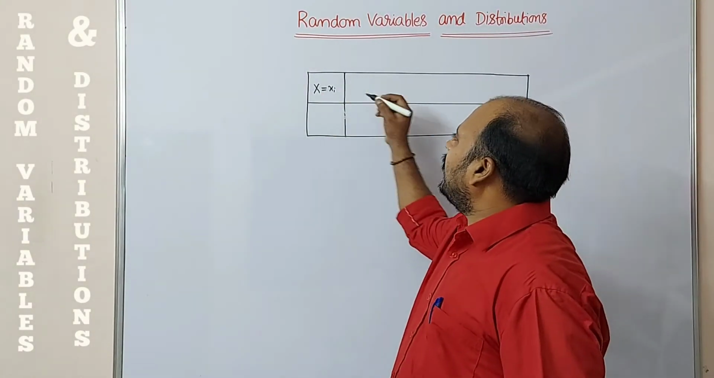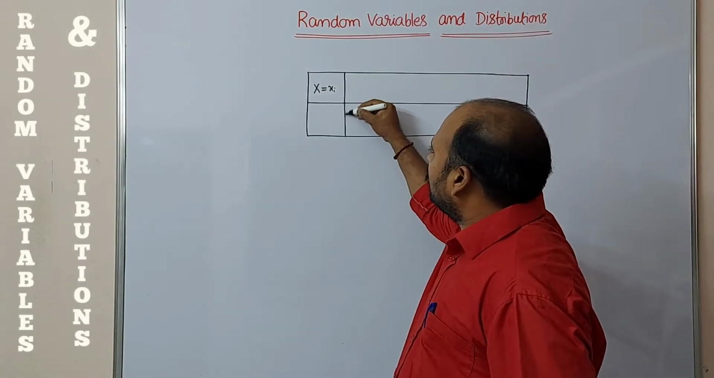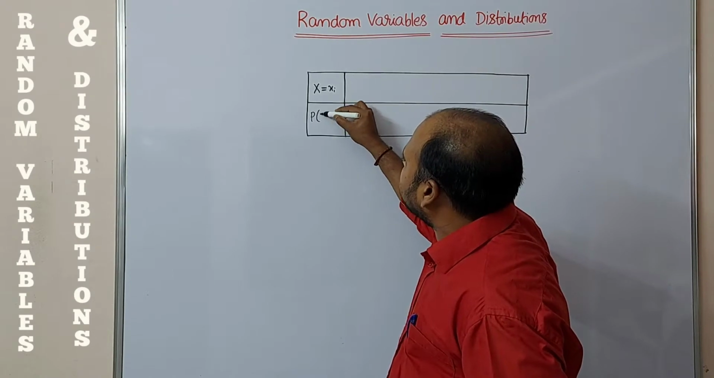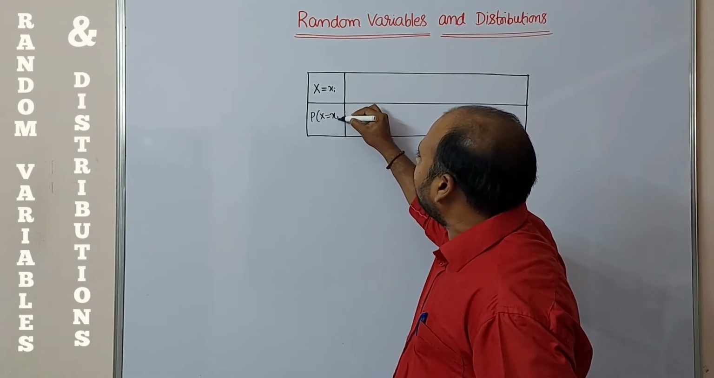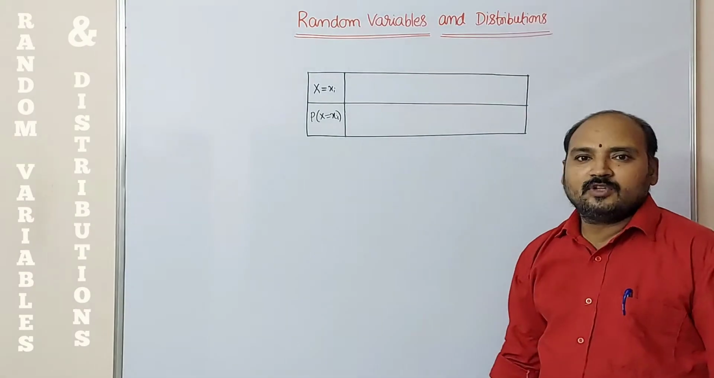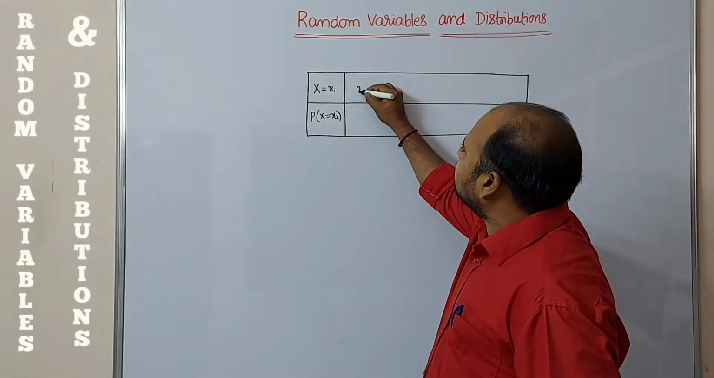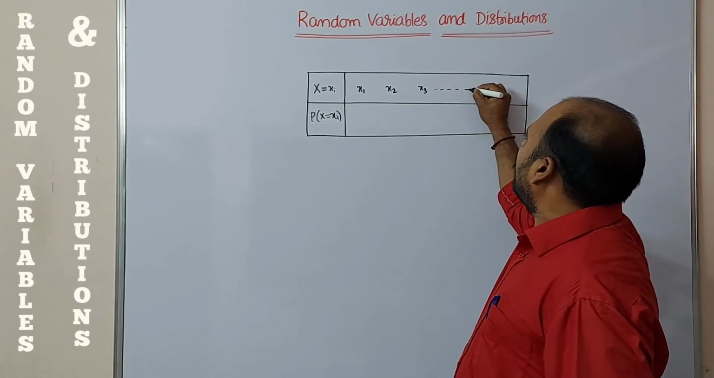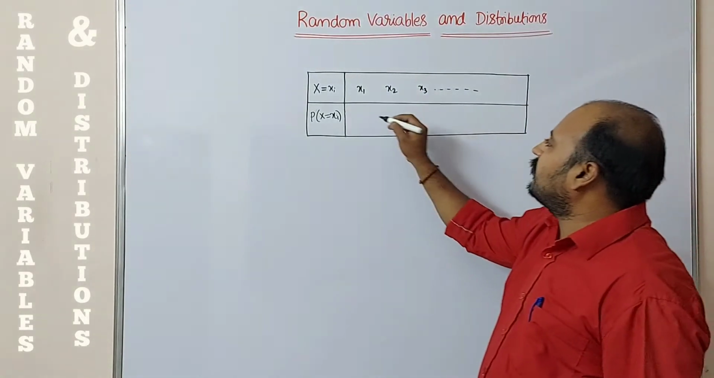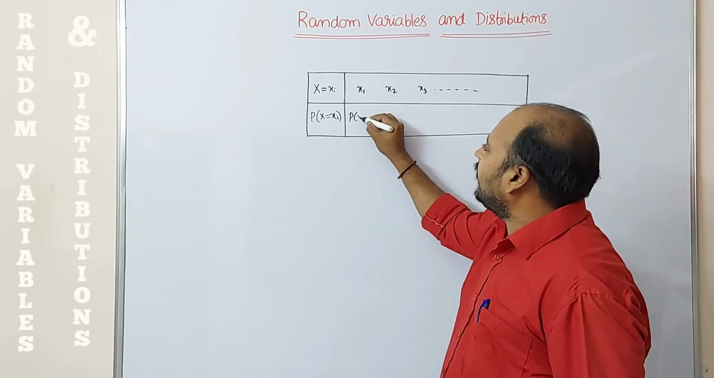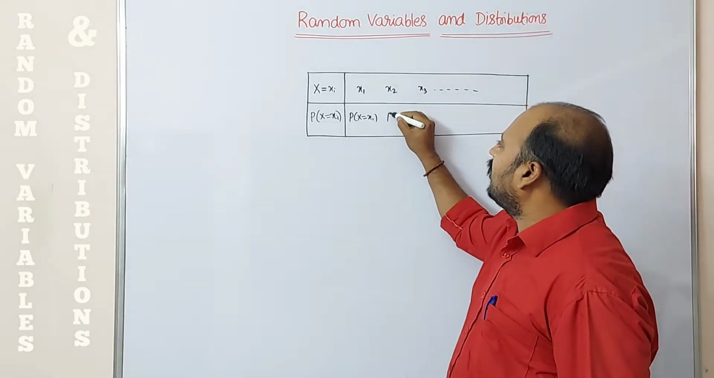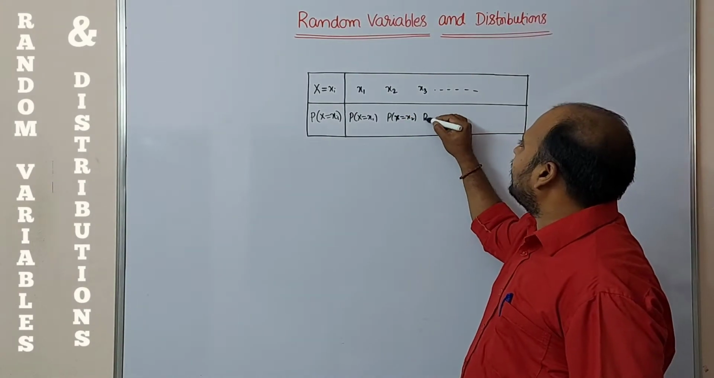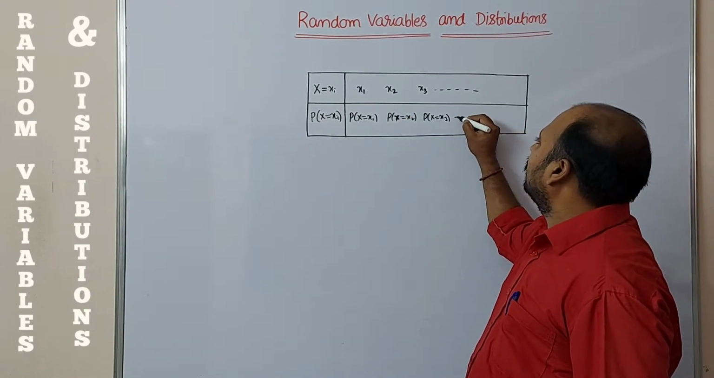So, x is equal to xi is a random variable whose probability is denoted by p. So, P of x is equal to xi, the probability of the random variable. Suppose i is equal to 1, you take x1, x2, x3 and so on. However many outcomes are there in this sample space, that many will come here. P of x is equal to x1, P of x is equal to x2, like this P of x is equal to x3 and so on.